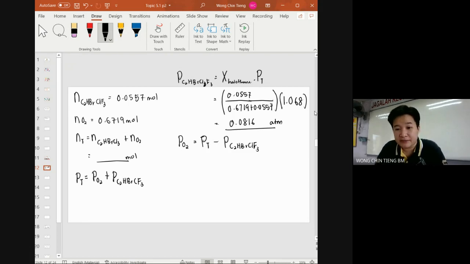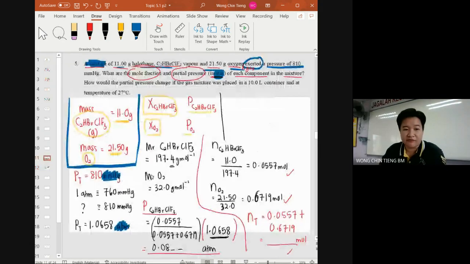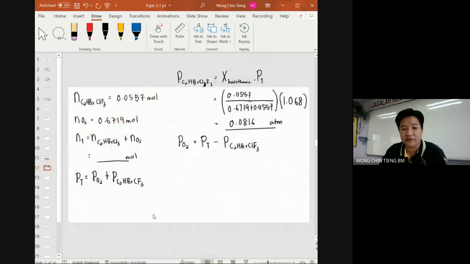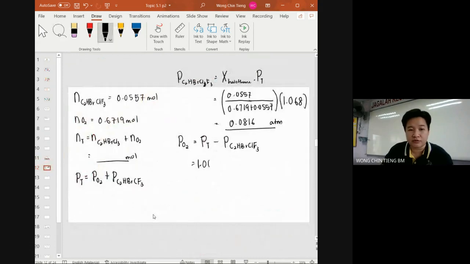And why do I teach it like this? In the final exam, whether objective or subjective, both get full marks. So no need to press the calculator so many times. The total pressure that we converted is 1.0658. You have the partial pressure of this calculated as 0.0816. Right? Okay. So if you got that, you will then have the partial pressure of oxygen gas. Question: unit.